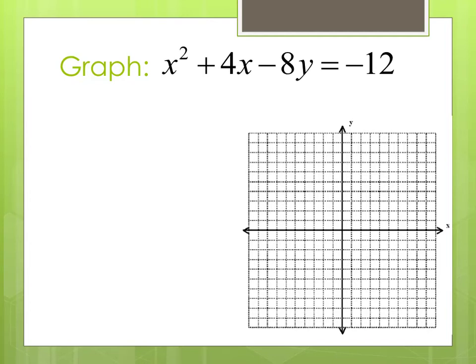In this problem, we'll not only complete the square to write the equation of our parabola in standard form, but we will also graph it. We need to first start by getting our squared variable and its like variable, so our x squared and the 4x, on one side, and put our y variable and anything else we have on the other side. To do that, let's add 8y.